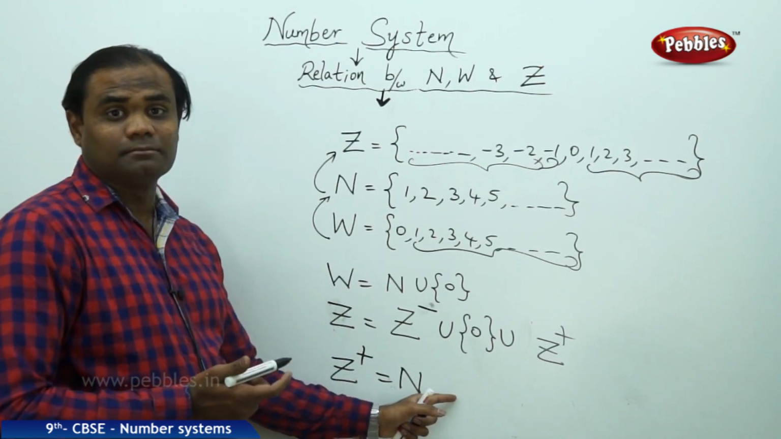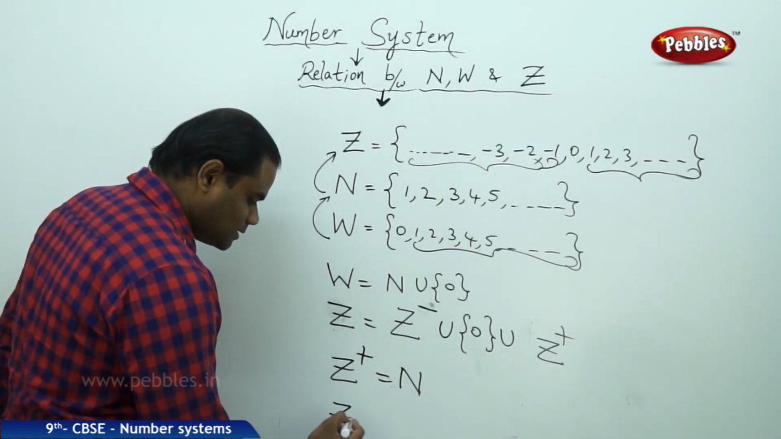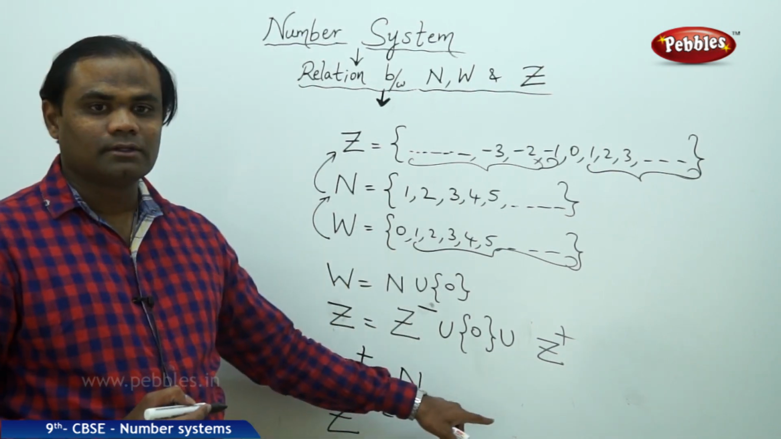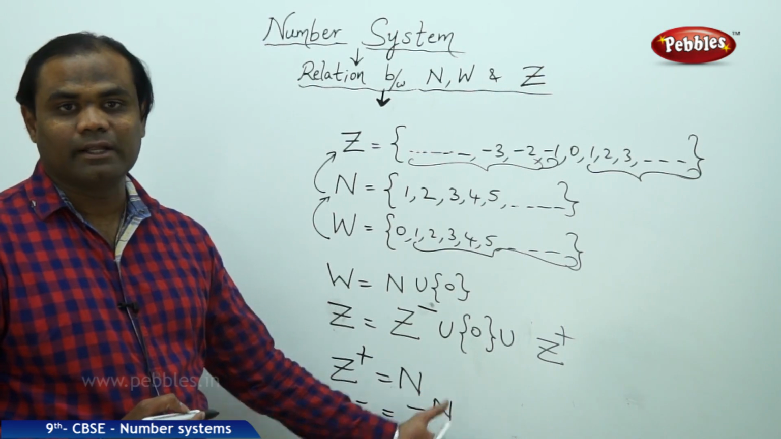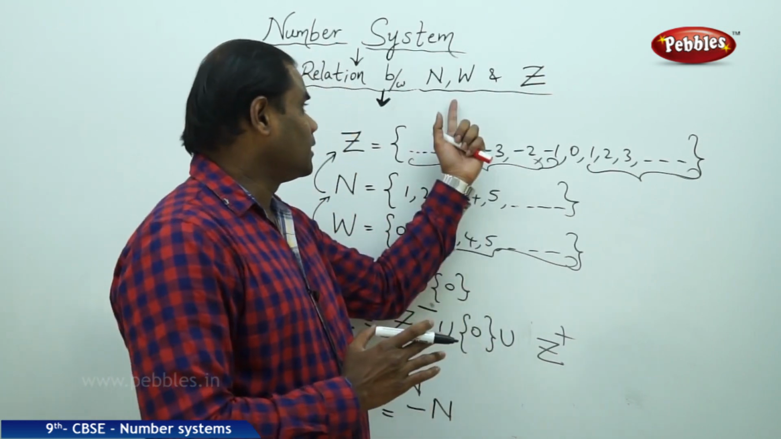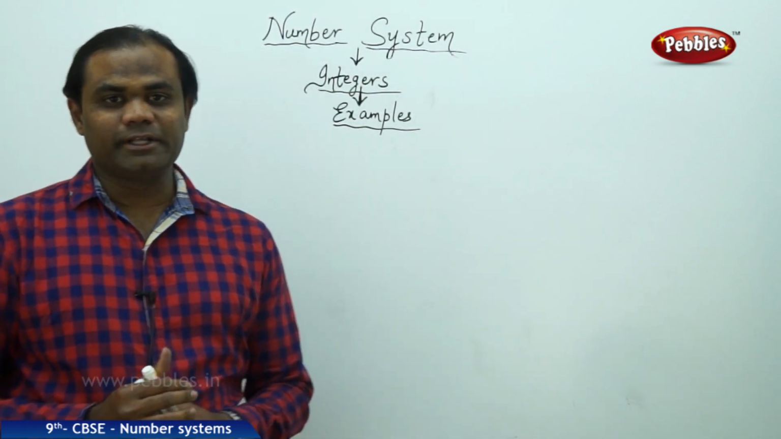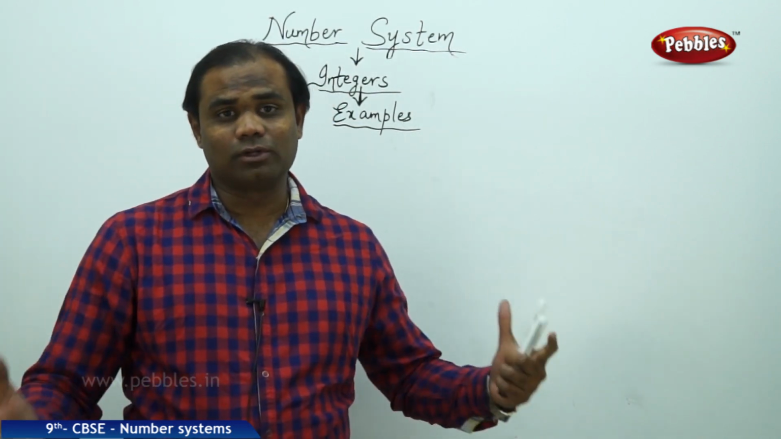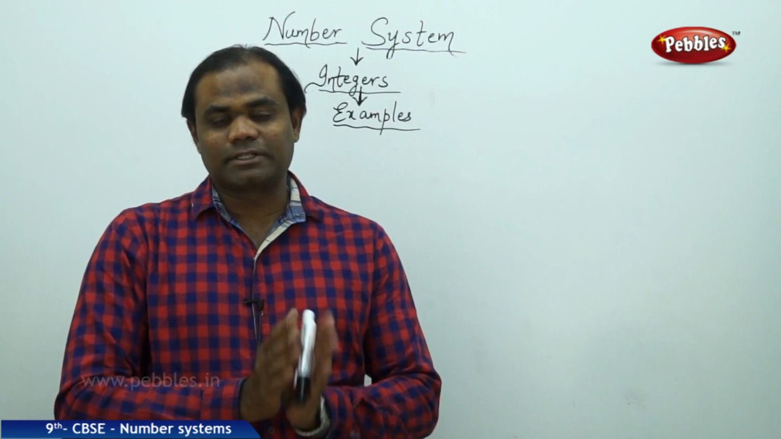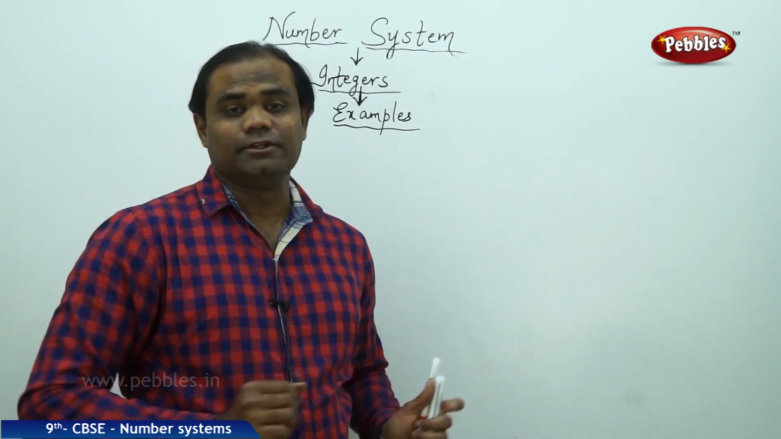So Z plus is N and Z minus is the set of all negative integers. So I see Z minus is minus N, is how we understand the relation between Z minus and N, is how we get the different types of relations between Z, N and W. Let's see some example problems to understand the set of integers, set of natural numbers and set of whole numbers combined, and understand the identification of a number in each of its classifications, either as a whole number or as a natural number or as an integer.